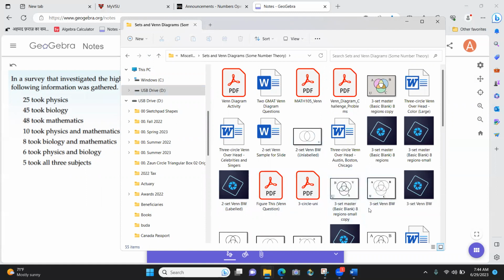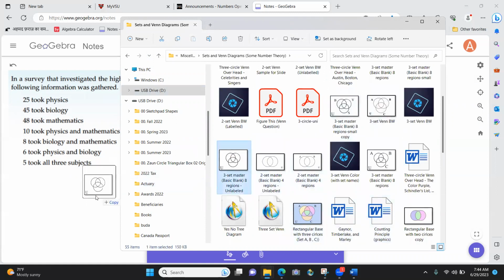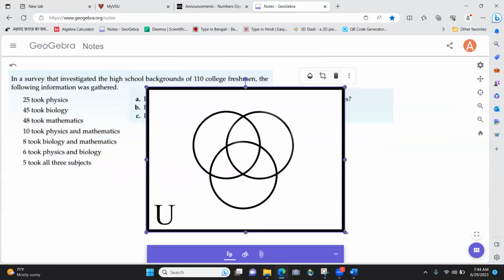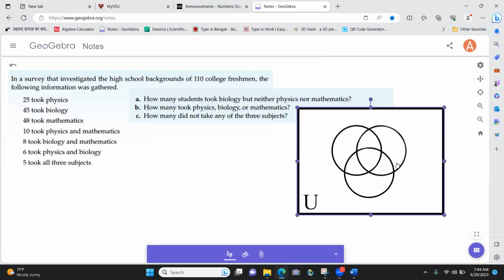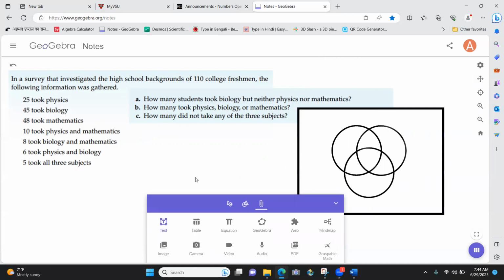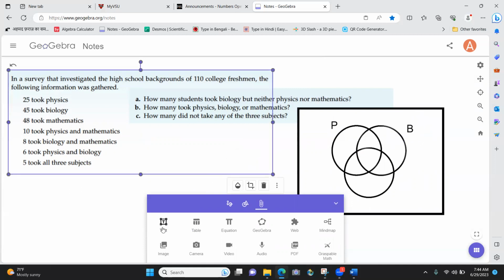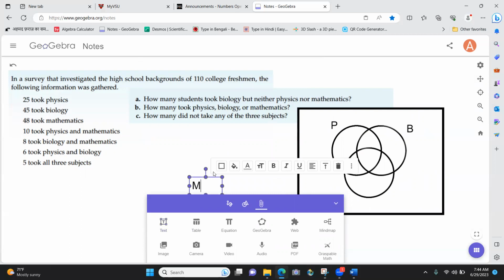Okay, three-set Venn diagram. All right, right here. Now, what do I have here? I have physics, biology, and math. I'm going to read it in a second. I'm going to just write P, then B, and then M. All right.